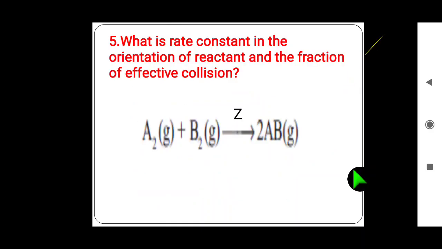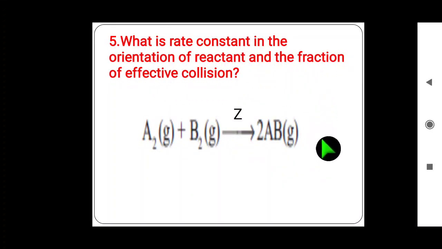Okay, next one, what is a rate constant? The rate constant, we know the symbol is K. The rate constant we can even get from the collision theory. So how can we get it? The rate constant depends on the orientation of the reactant and the fraction of effective collision.